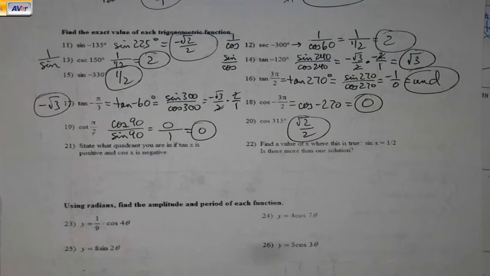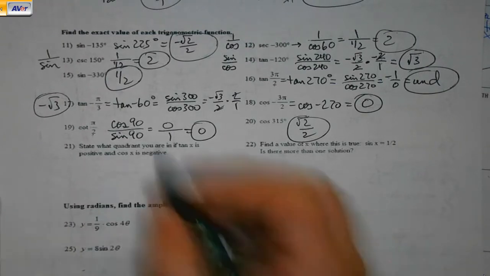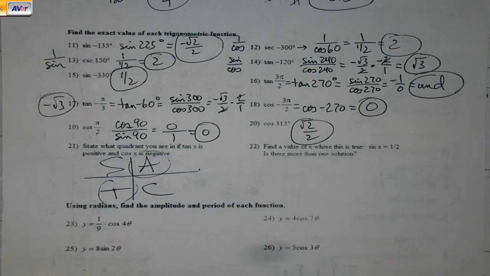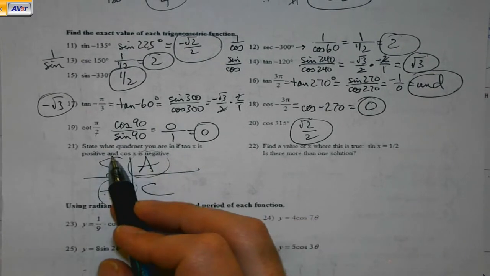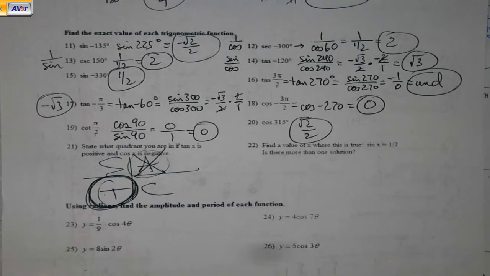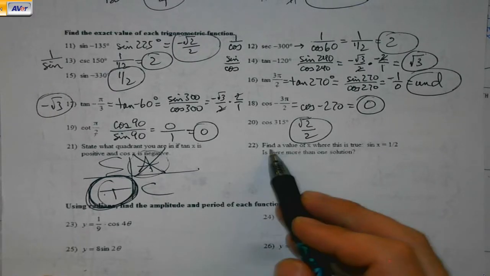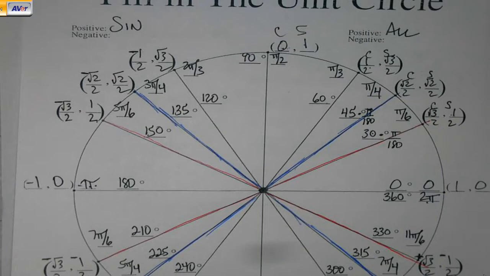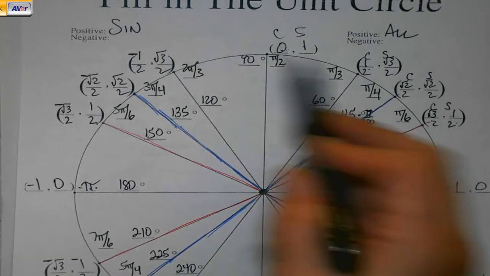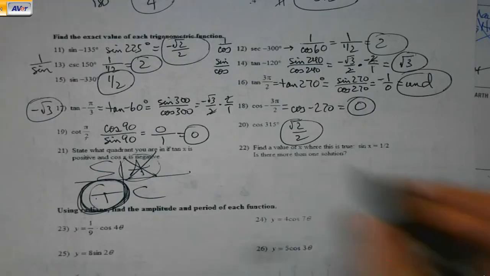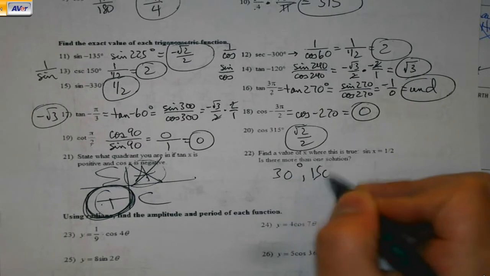If you have not practiced those at all, I would suggest doing that tonight a little bit. Number 21. State what quadrant you are in if tangent is positive and cosine is negative. Tangent is positive, so it has to be one of those two. Cosine's not negative here, so that's the one. Not bad. Find the value of x where sine of x equals 1/2. Is there more than one solution? Sine is 1/2 here, 30 degrees, and here, 150 degrees. More than one? Yep.